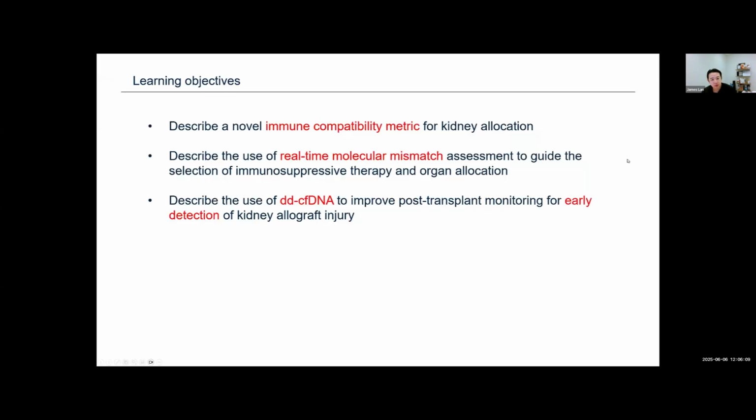Okay. So I hope to share 3 lines of work that we've been doing in our research group. The first one is that we have developed a novel immune compatibility metric, which has broad implication for organ allocation in general and specifically for kidney allocation. The second is the application and development of real-time molecular mismatch to guide the selection of immunosuppressive therapy and organ allocation. And finally, this is a new grant that's been funded, which utilizes the cell-free DNA to improve post-transplant monitoring for early detection of kidney allograft injury.